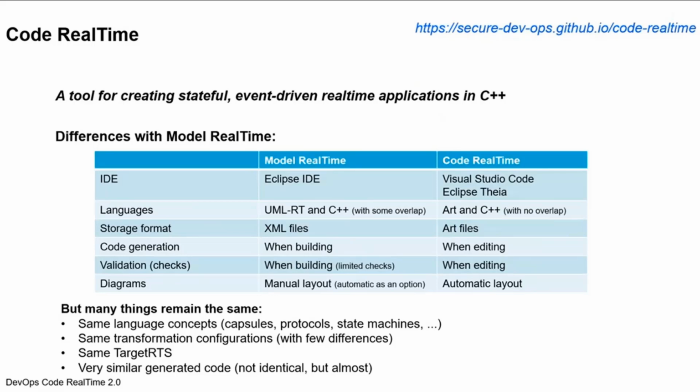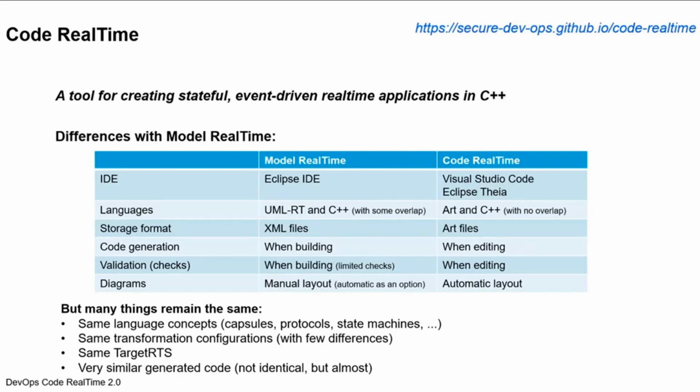And if we are summarizing what Code RealTime is, first of all, it's a tool for creating stateful event-driven real-time applications in C++. And you could easily see that that description is actually exactly the same as Model RealTime. So what are the differences if we compare with Model RealTime? In this table, I've added some of the key differences worth noticing.